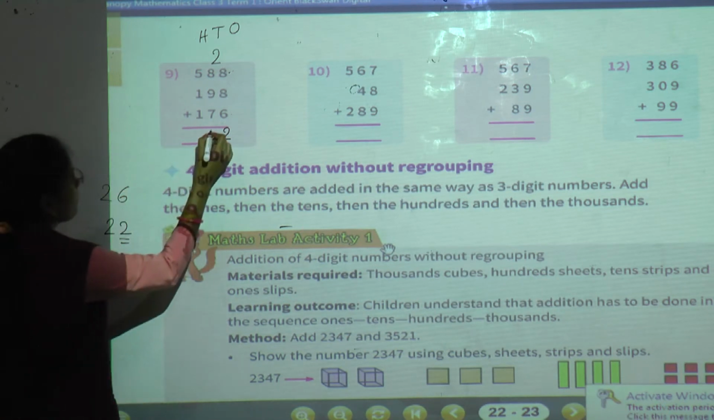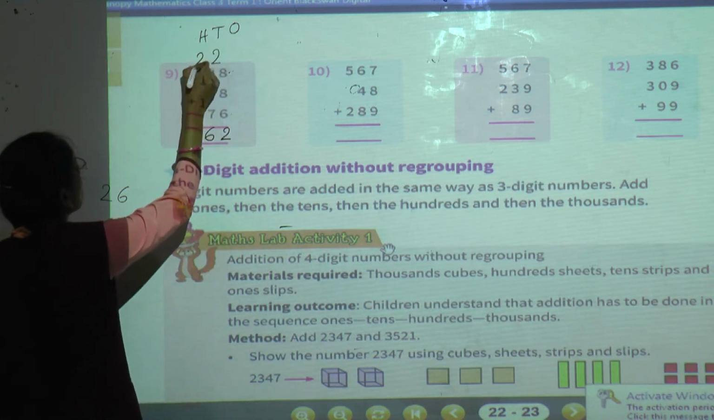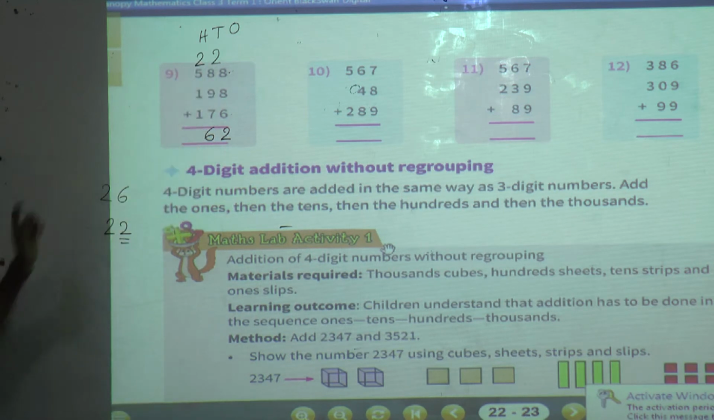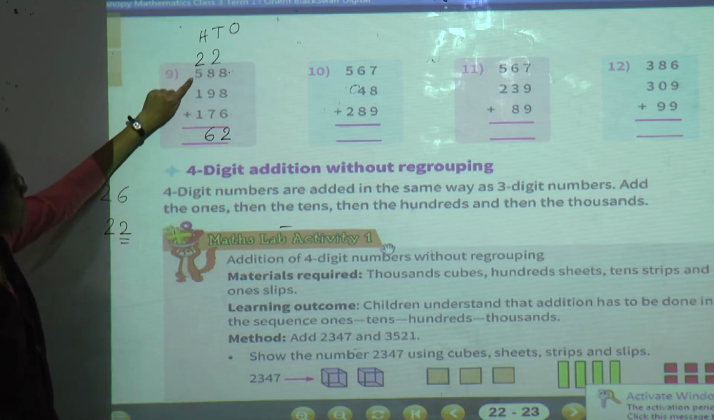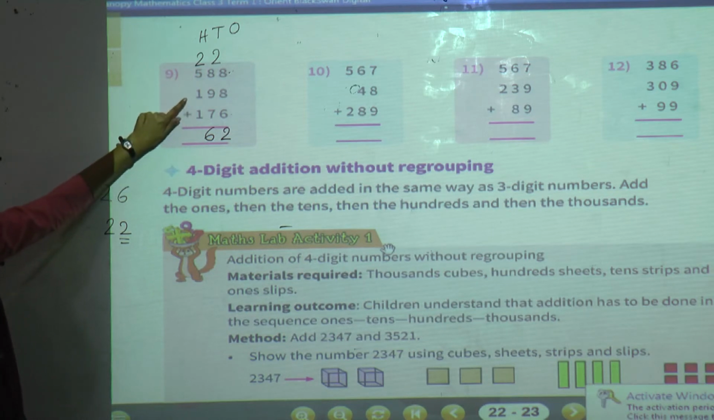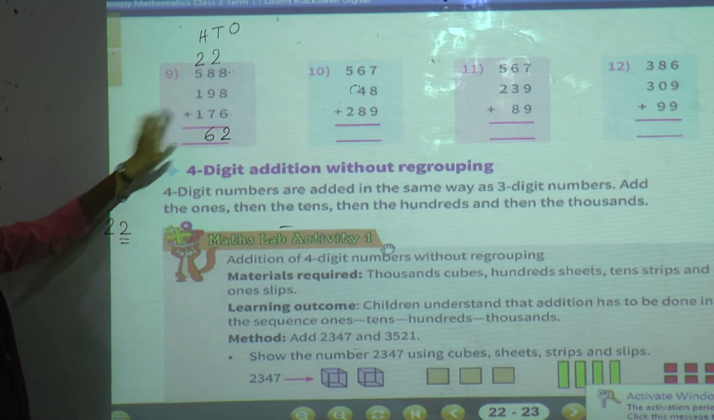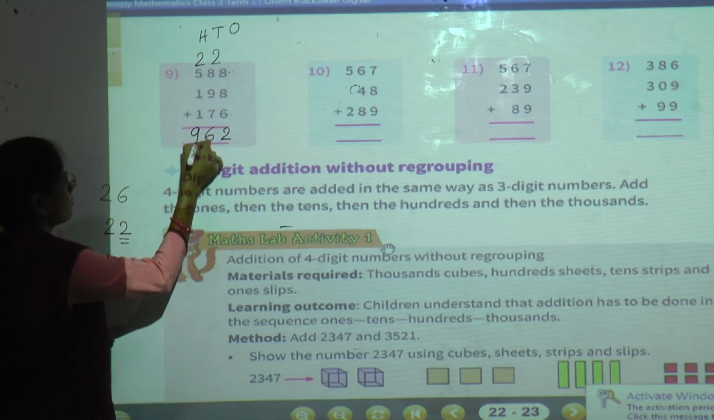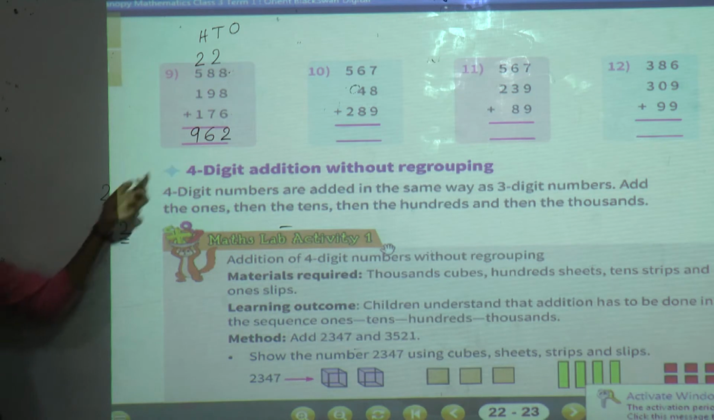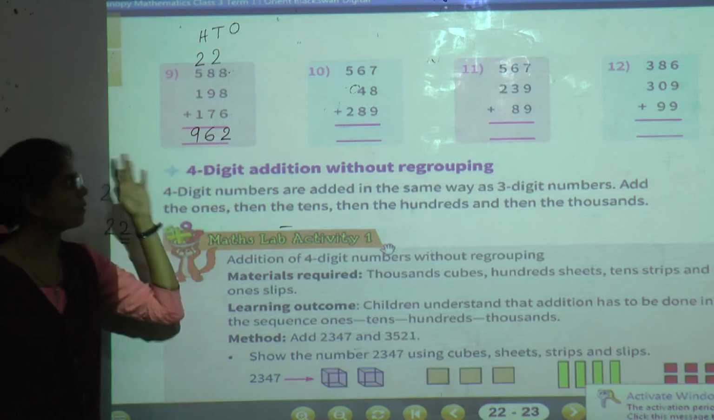So which number will we write here? 6. Okay. And which number should we give as a carry? 2, which is at hundreds place. Now do the addition. 2 plus 5, where is it? 2 plus 5? 7. 7 plus 1? 8. 8 plus 1? 9. So what is our answer? 962. This is our answer.